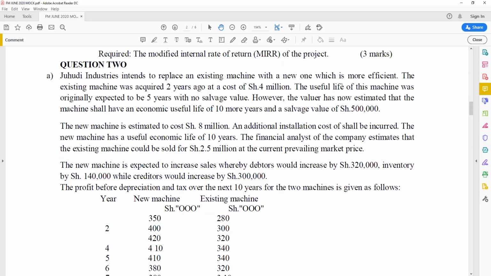We are told here that the new investment is going to increase the potential profit. The profit before depreciation and tax over the next 4 years will be as follows for the new machine, and for the old machine. As I mentioned, when it comes to appraisal questions, don't forget you're always analyzing based on the incremental. So you have to consider, if I accept the new machine, what changes, what is the variation that will happen.